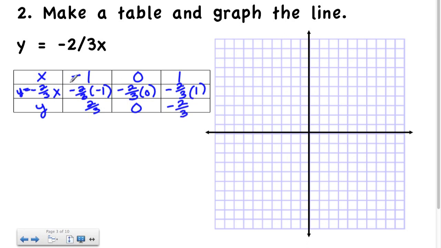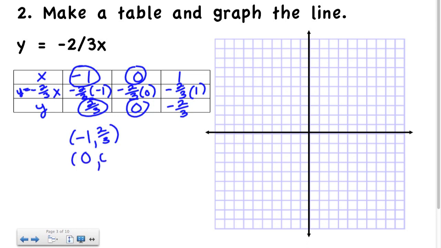So now all you got to do is plot your points. You're going to take your x value from here and your y value from here and make a coordinate point. So you have -1, 2/3. And then your next point is 0, 0, which is on the origin. And you just need 2 points to form a line. So -1, 2/3 would be around right here, and then 0, 0 is right here, and then you draw your line.